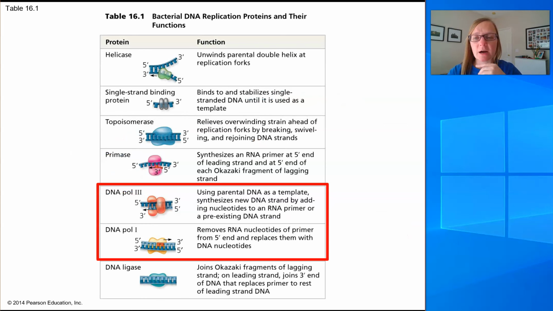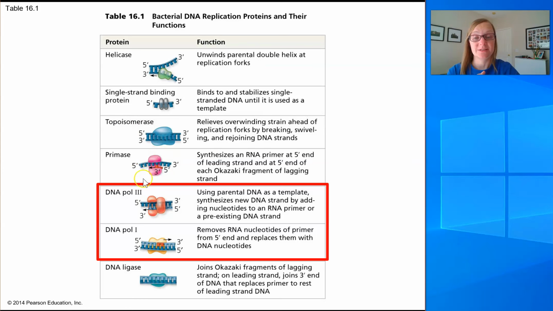Okay, and then this slide is a really good summary. It's from your textbooks. It gives you essentially the lowdown on every single protein and enzyme that's involved in bacterial DNA replication. So we talked about the helicase, which unzips the DNA and uncoils it. Single-strand binding proteins, which stabilize that single-stranded DNA. And then you've got the topoisomerases that will break DNA ahead of the replication bubble, unwind it, and stitch it back together carefully so that the DNA doesn't break because of overwinding pressure.